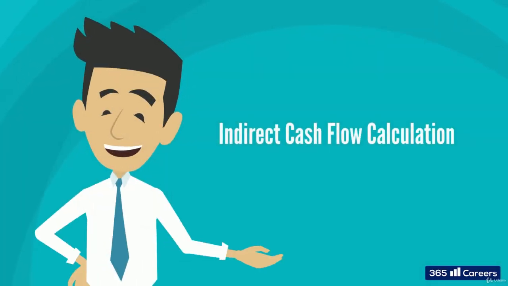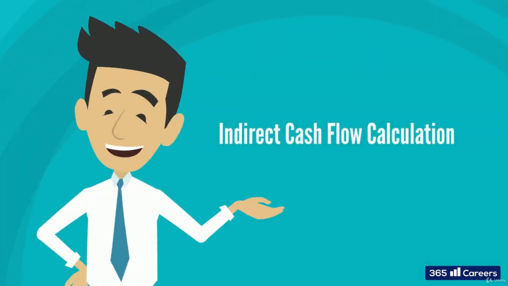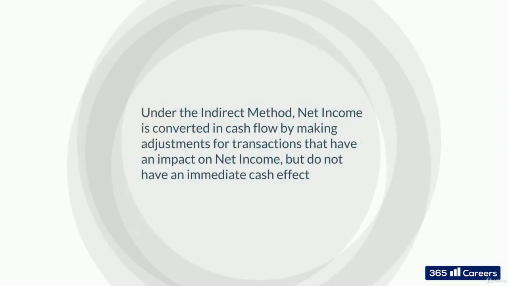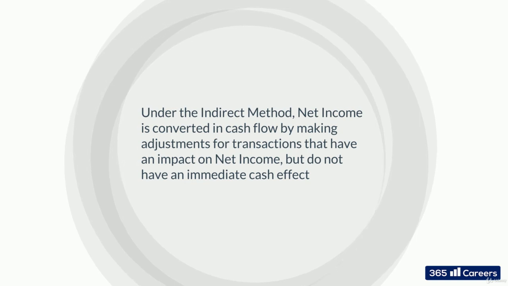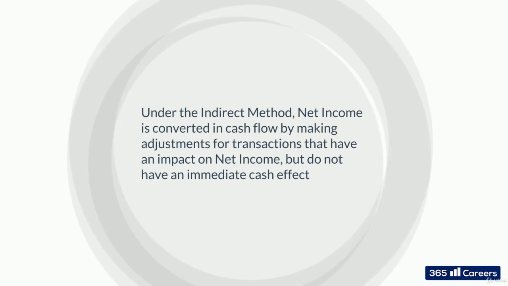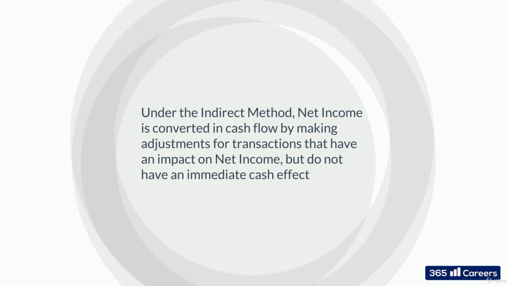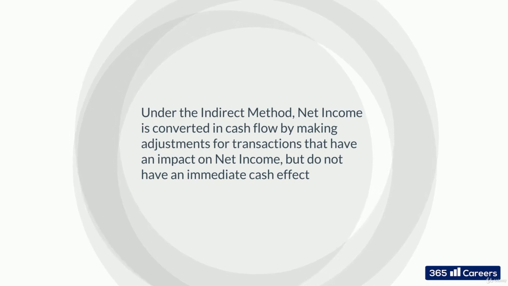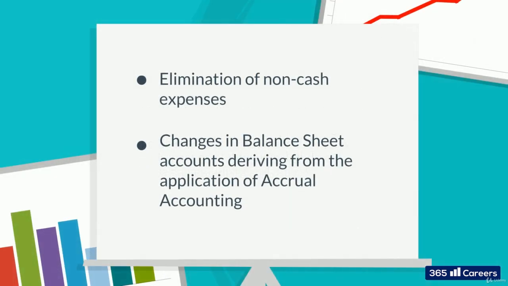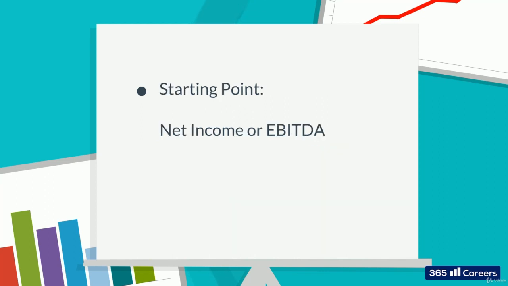As we said in our previous lesson, the indirect method is much more widely used than the direct method. Under the indirect method, net income is converted to cash flow by making adjustments for transactions that have an impact on net income but do not have an immediate cash effect. Such adjustments comprise the elimination of non-cash expenses and changes in balance sheet accounts deriving from the application of accrual accounting.